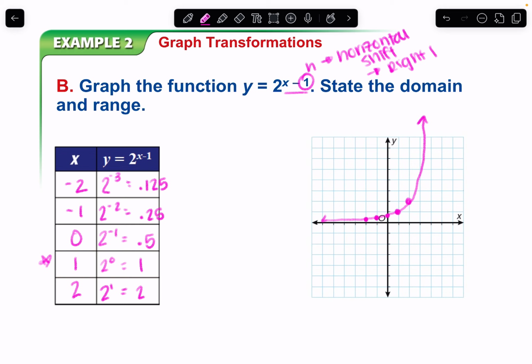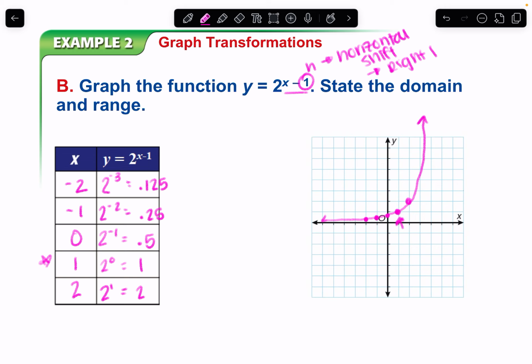Again, not touching 0 or crossing 0. So this point right here is kind of the point where you can see like your original graph on both of the other ones crossed at 0, 1. But that point shifted over to the right one to now be at 1, 1. So that's kind of where you can see your shift.